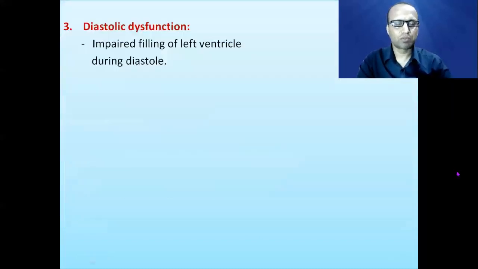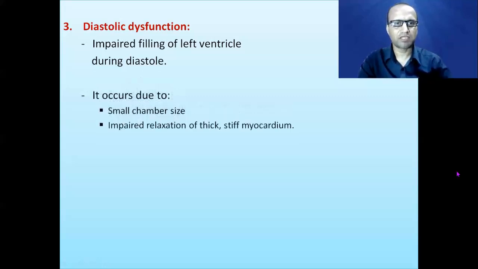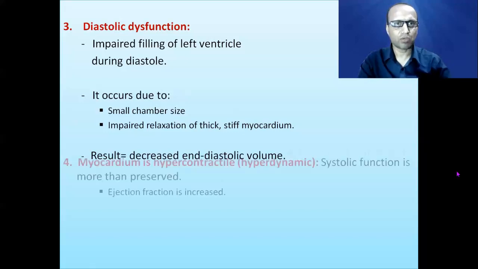In stage 2, patients suffer from diastolic dysfunction. Impaired filling of the left ventricle during diastole is called diastolic dysfunction, and diastolic dysfunction occurs because of the small chamber size of the left ventricle and because of impaired relaxation of thick, stiff myocardium. And the result of diastolic dysfunction is decreased end diastolic volume.